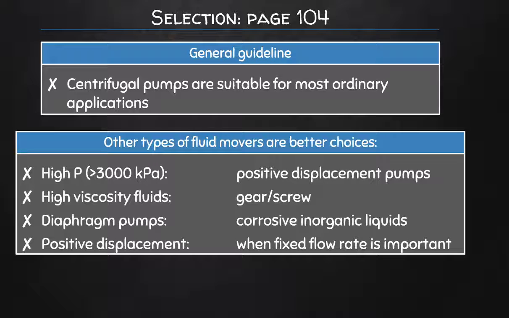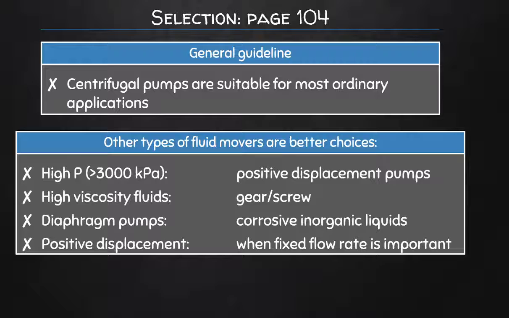So where high pressures are required, so if you want high operating pressures, 300 bar up, positive displacement pumps should be used. Now here I show that anywhere from 30 bar upwards, you would typically want to use a positive displacement type pump. Now if high viscosity fluids are to be pumped, then of course a gear or screw type fluid mover should be selected instead.